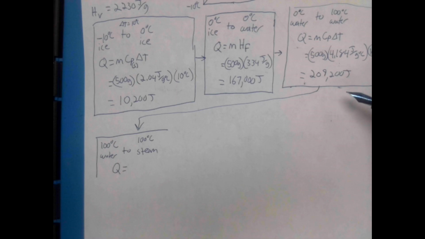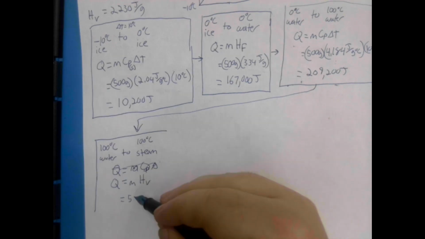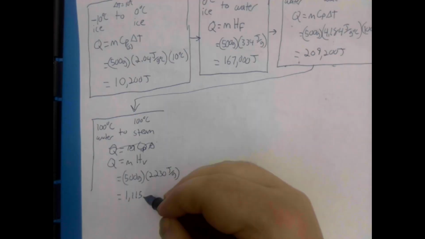So mass times CP times delta T. No. This is a change in phase, so heat is equal to mass times heat of vaporization. Mass doesn't change, it's still 500 grams. Heat of vaporization is 2,230 joules per gram. So we get 1,115,000 joules of energy.